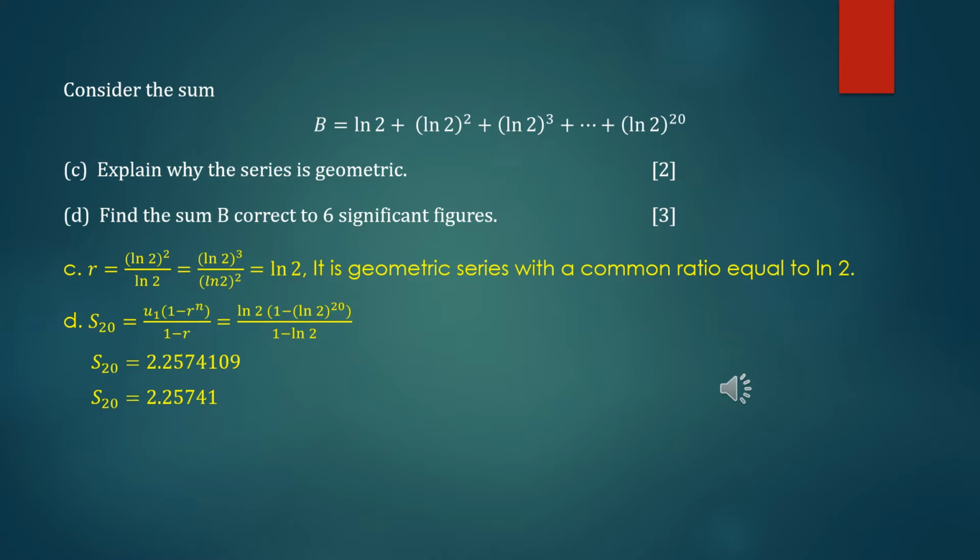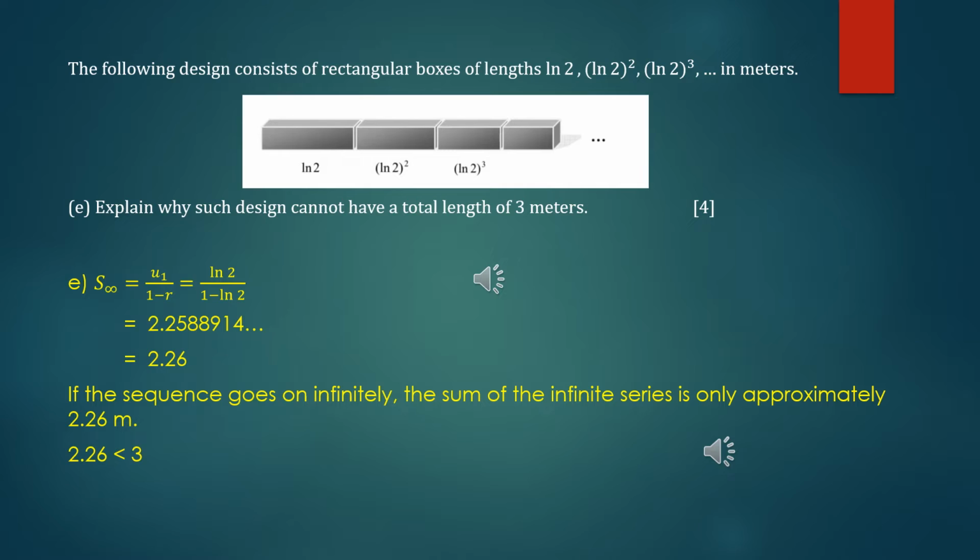Letter D, we find the sum B correct to 6 significant figures. So we use the formula for a geometric series, and then we substitute all the values for u sub 1 and r. And then using our GDC, we obtain an answer like 2.2574109 or a lot more digits depending upon the setting in your calculator. But we only need the sum to be expressed to 6 significant figures. So our final answer is 2.25741.